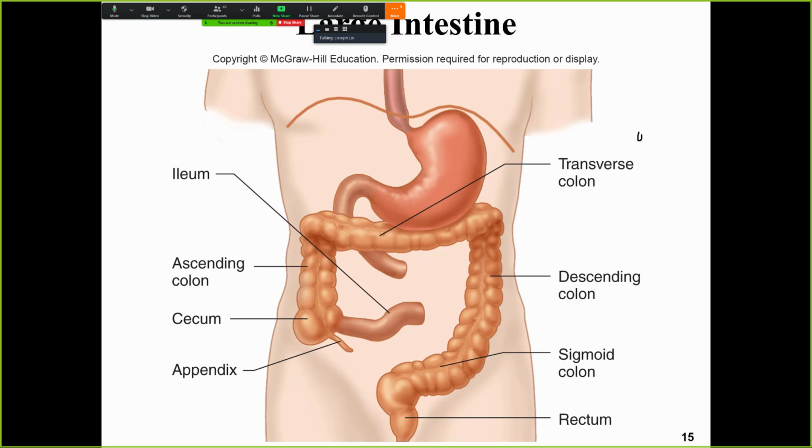All right, and then the last part of the story is your large intestine. So this is your colon. You have the appendix down here, the cecum, and then it goes up the ascending colon, across the transverse colon, the descending colon, the sigmoid colon, and then the rectum. And again, this is where you have the waste buildup, pressure buildup. But this is mostly going to be a water absorption site.